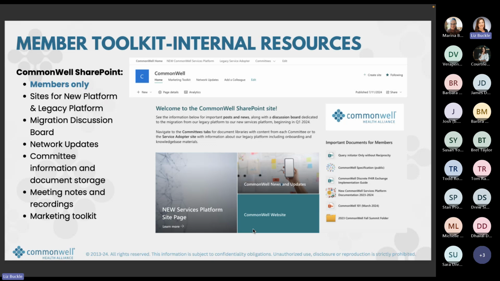You can see here in the image, we have specific pages that talk about our discrete FHIR exchange implementation guide, which is something that's not live in production yet, but has been tested and we're still excited about it.